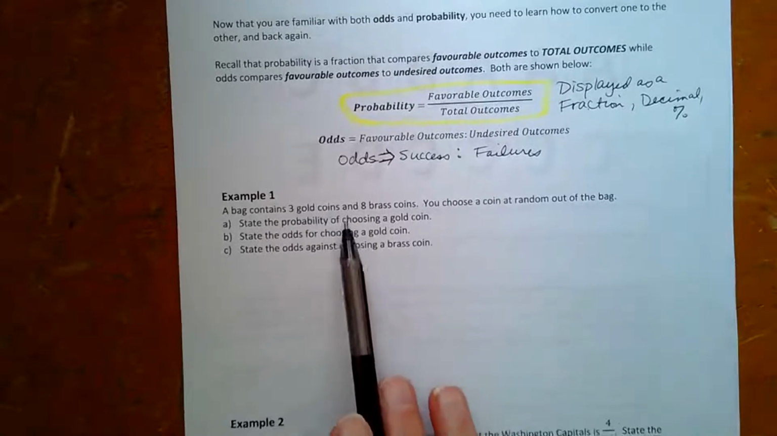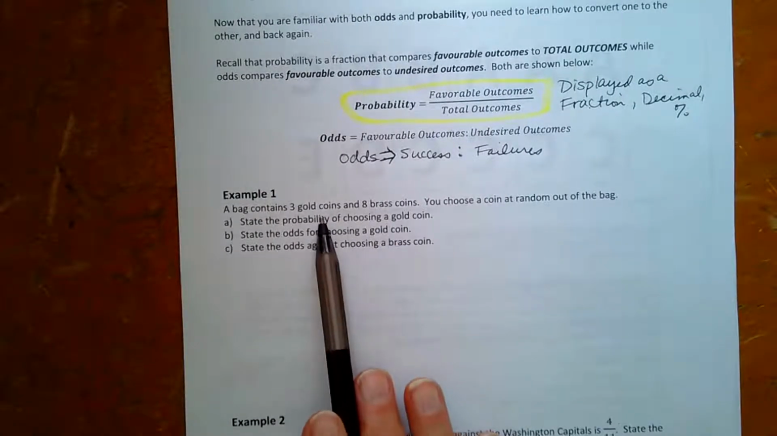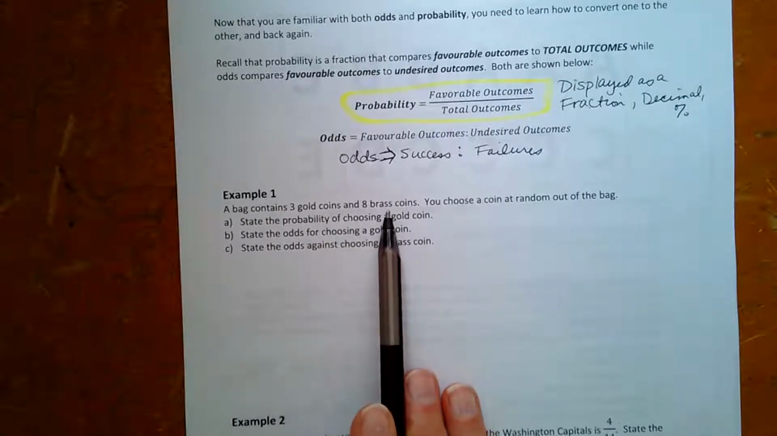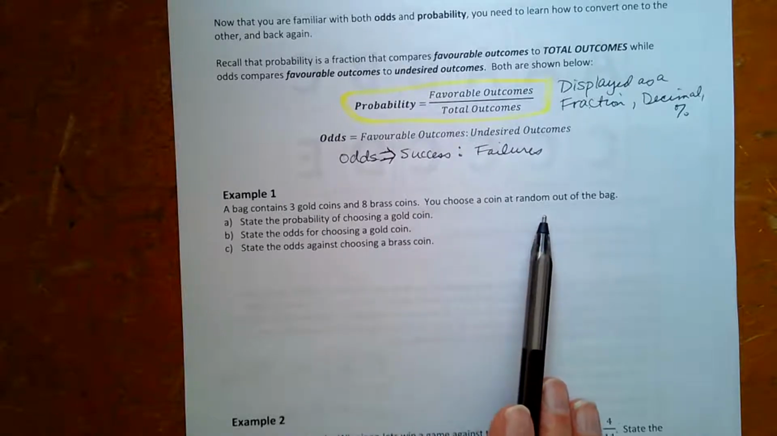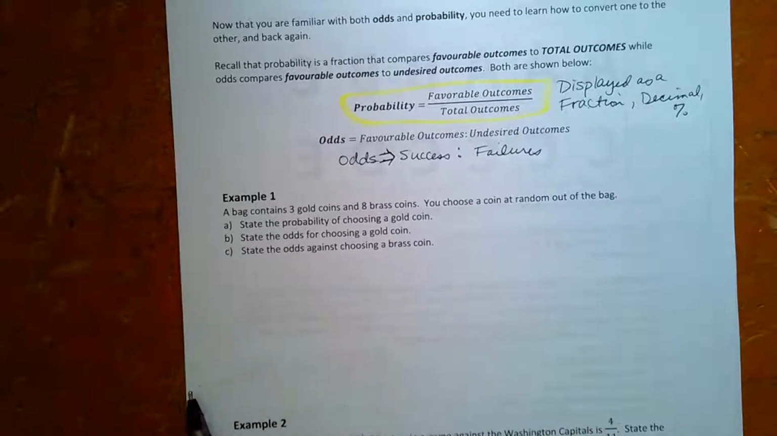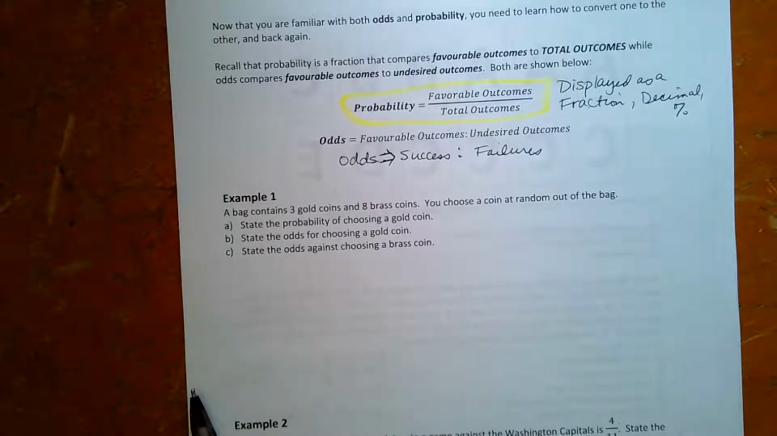Example 1. A bag contains 3 gold coins, 8 brass coins. You choose a coin at random. So that means you're not dipping your hand in and on purpose taking a gold. You're kind of dipping your hand in without looking in the bag or with a blindfold on, and you're just pulling out a coin. State the probability of choosing a gold coin.